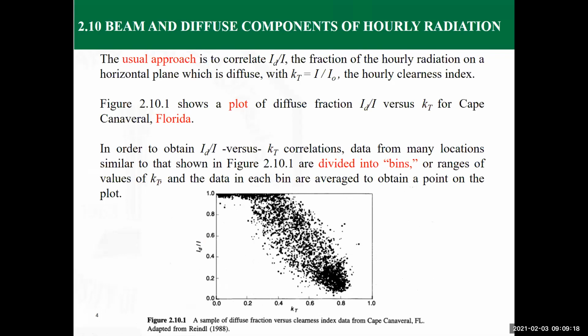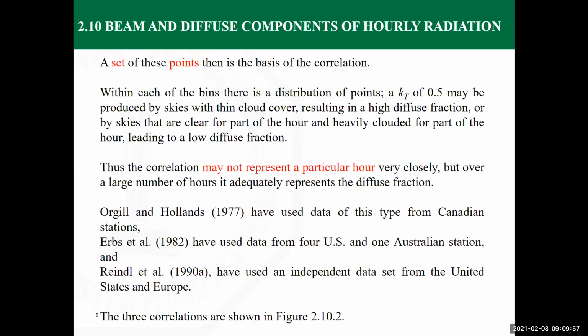Now, a lot of data have been collected and processed, as you can see here in this figure by Reindl, from 1988, which gives a relation between ID over I versus KT. This is a correlation, and he collected the data for many locations. It can be presented in figures similar to these, and it can be divided into ranges where the value of KT can be estimated. A set of points would be the basis for a correlation.